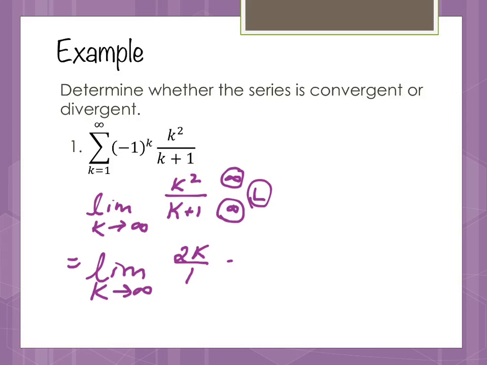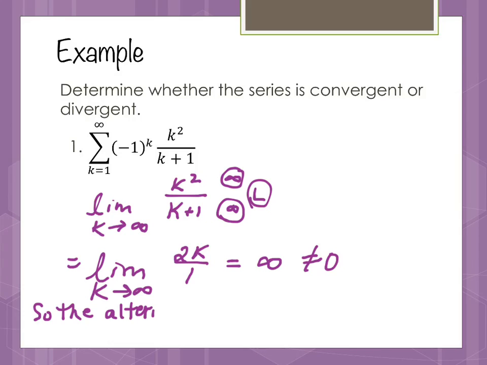We get infinity. The denominator is just 1. So this one is actually infinity. So the limit here is infinity. Infinity, last I checked, is not equal to 0. Right? Yes, today anyway. And so because this does not equal 0, the alternating series does not converge.